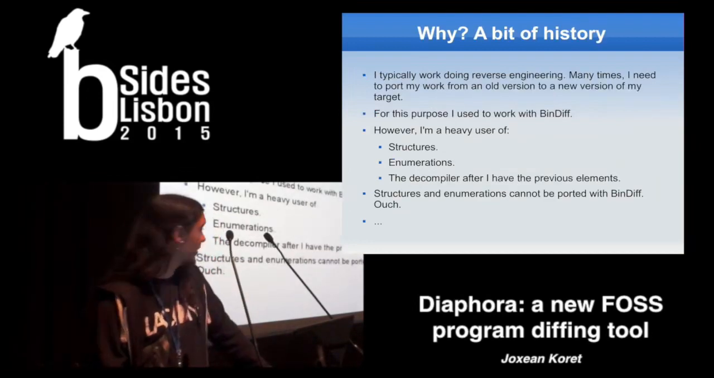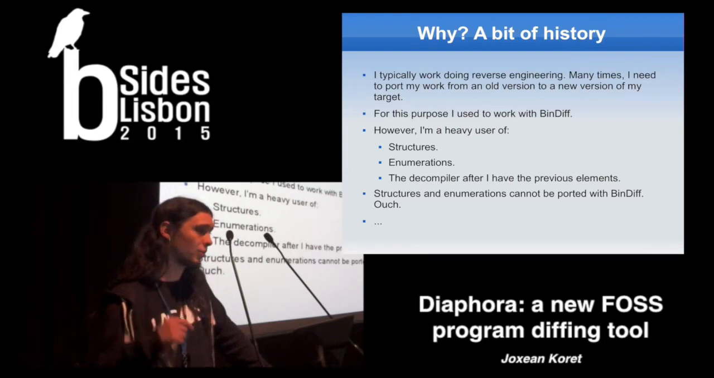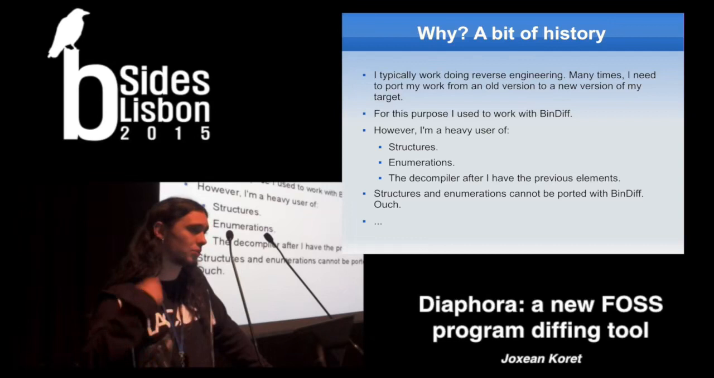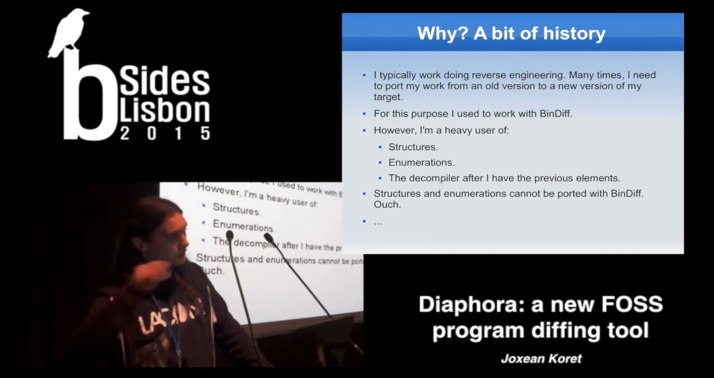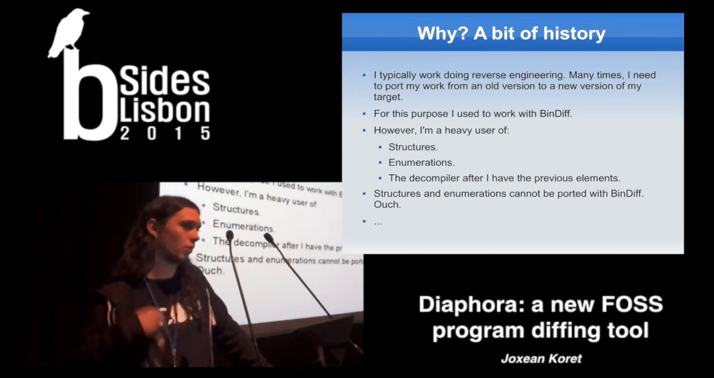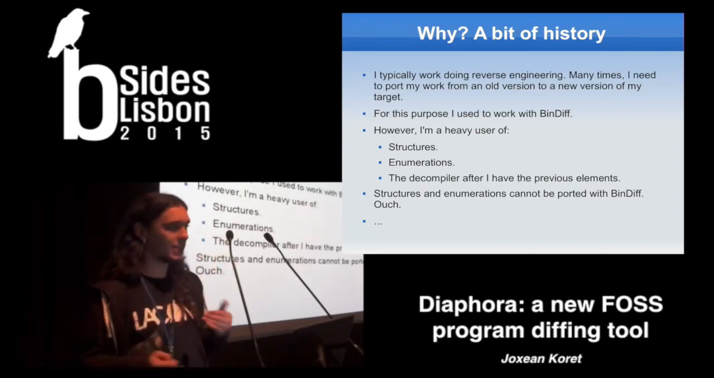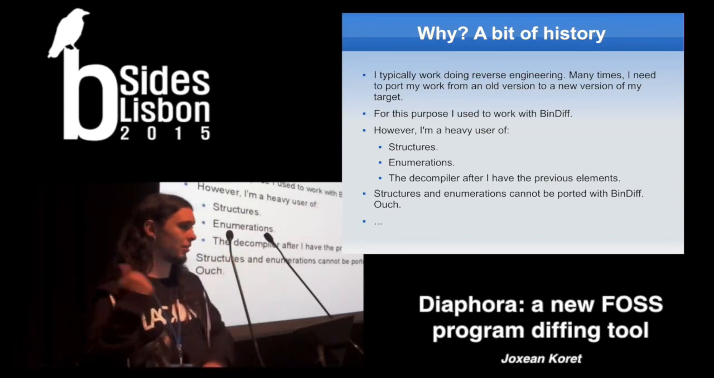More about the why. I typically work doing reverse engineering, and many times I need to port my work from an old version of my target to a new version. For example, if you are researching, I don't know, some specific component of Internet Explorer, and you have all your comments, the structures you created, anything, and then a new version of Internet Explorer appears. You want all your comments, you want all your structures, you want all your enumerations, etc. to be easily portable between the old version and the new version.